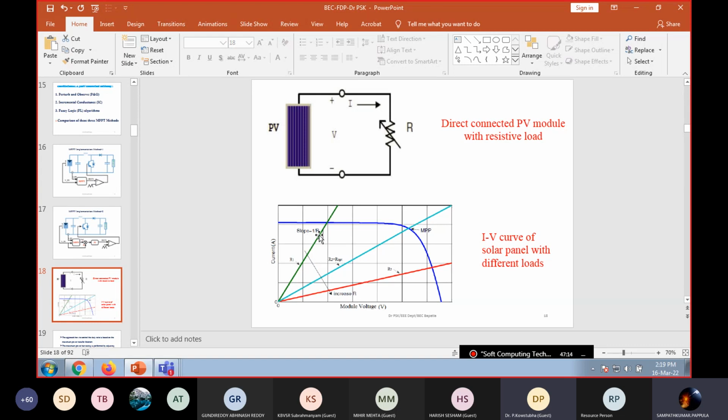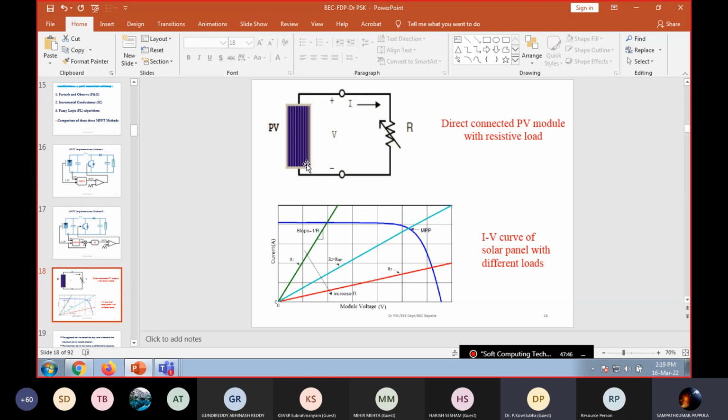The slope here is 1 by R. Here it does not reach our requirement, that is, the maximum power point is not met at this particular resistive load. If I increase the load from here to here, see this red line, the maximum power point is still not reached. So based on the resistive load, how do we get the maximum power from the solar panel?